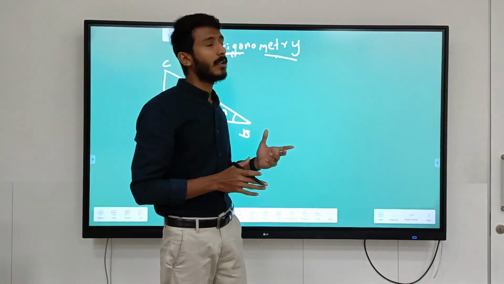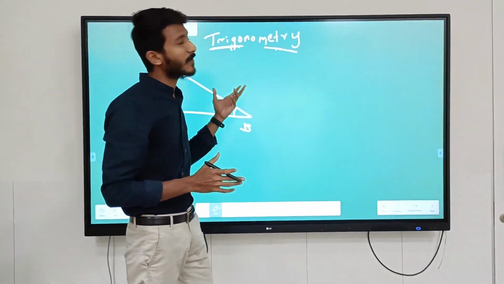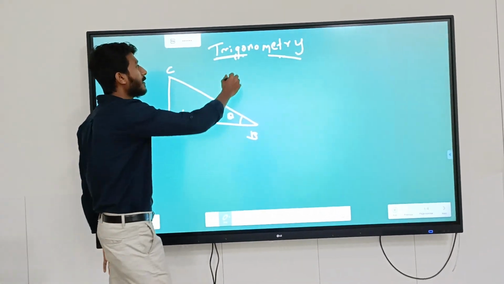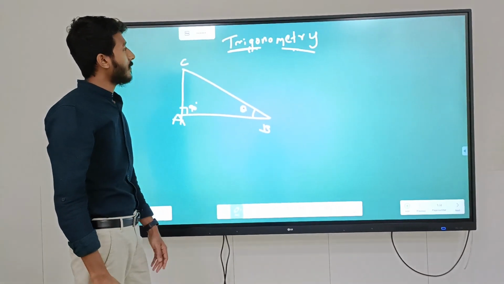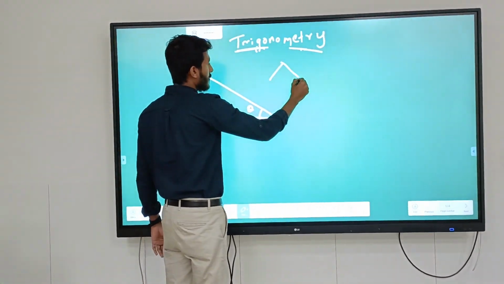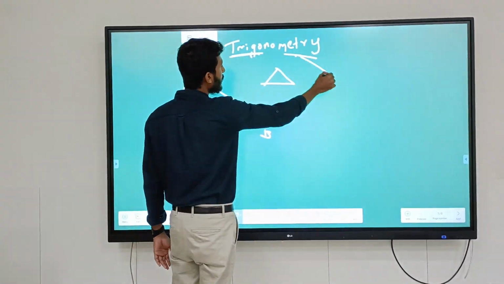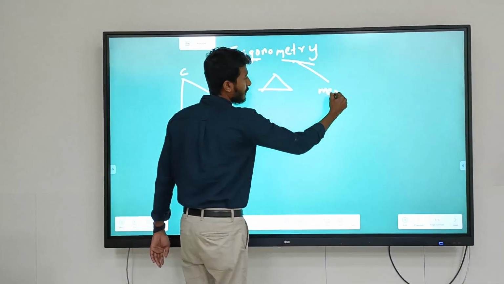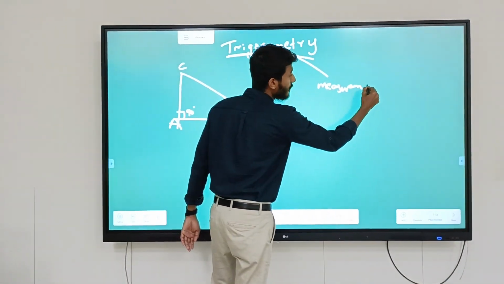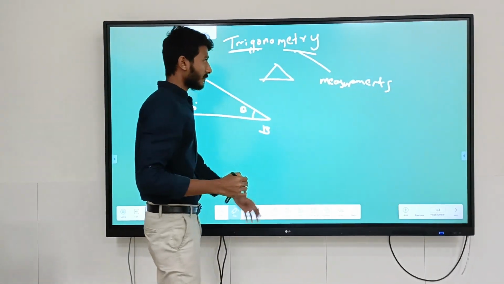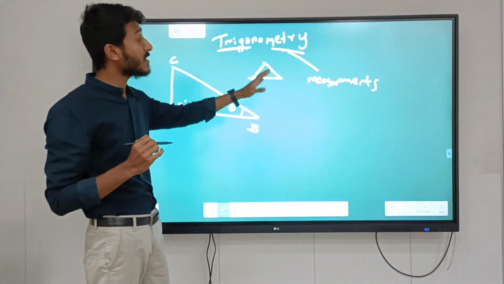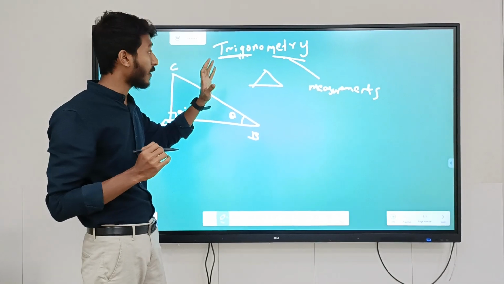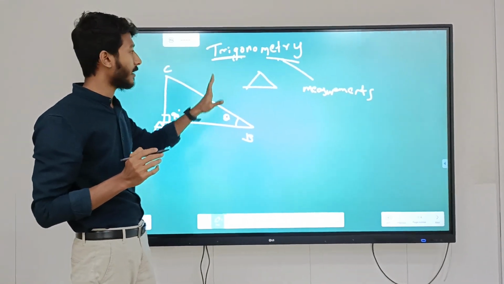See, in trigonometry, what actually does trigonometry mean? It has two parts, trigono and metry. Trigono means triangles and metry means measurements. So it deals with the measurements of triangles.